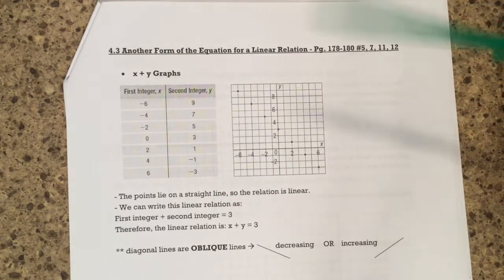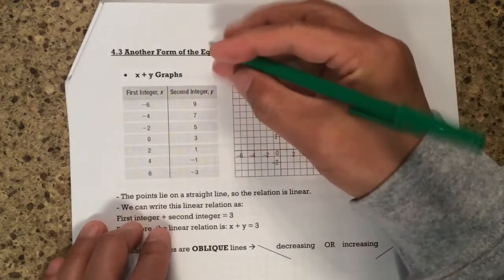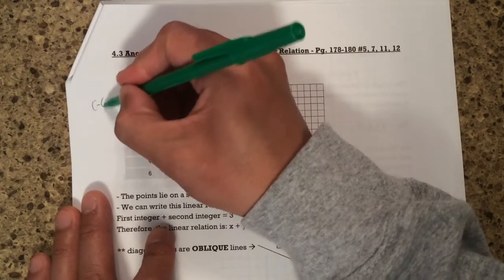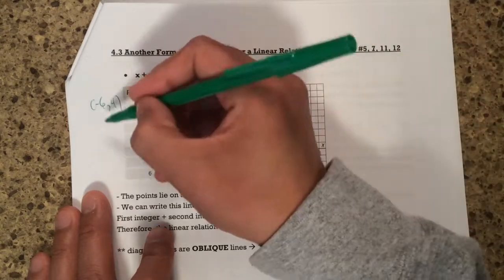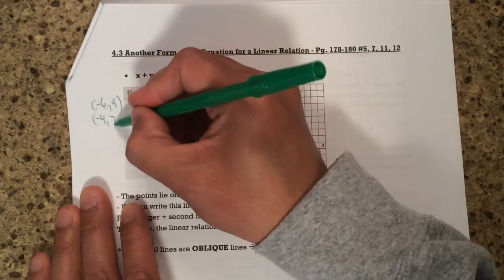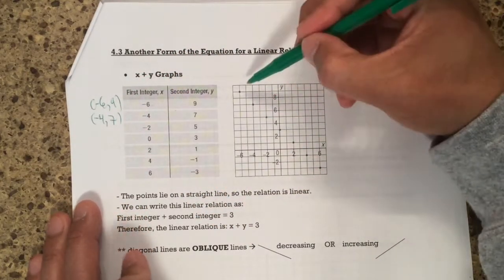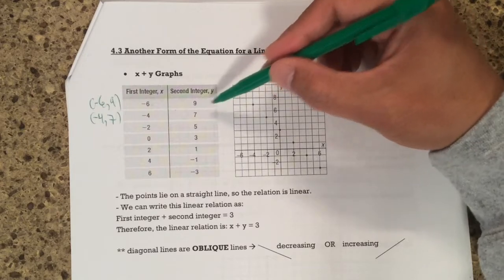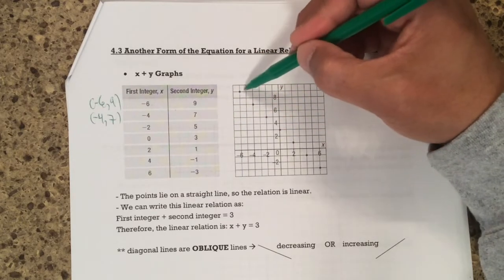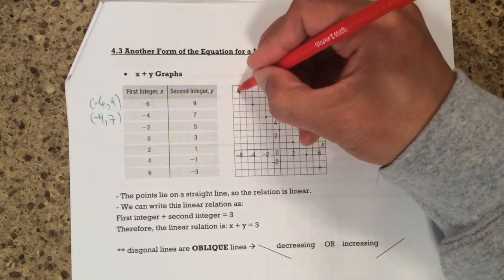Remember, these are points. This is the point for -6 and 9. This is the point for -4 and 7, and so on. Then we would plot those points. Once we get all our ordered pairs and plot them, this is what the graph looks like. I don't know if you can see it, but here are the points right here.